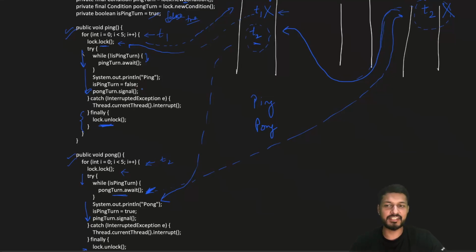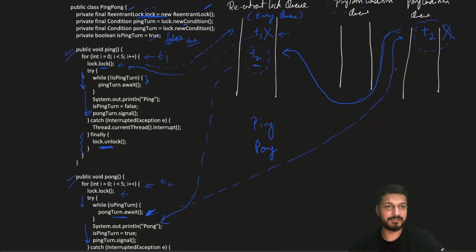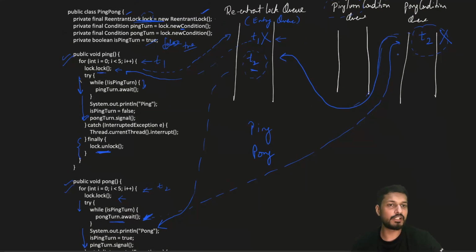When pongTurn.signal was called, at that point of time, T2 was removed from the pong condition queue and put inside the reentrant queue, correct? T2 was here. Then the lock was released, and post that T2 acquired the lock. What if the lock was released? At that point of time, the value of isPingTurn was also false. So let me put this, right? When the lock was released, the value of isPingTurn was false.